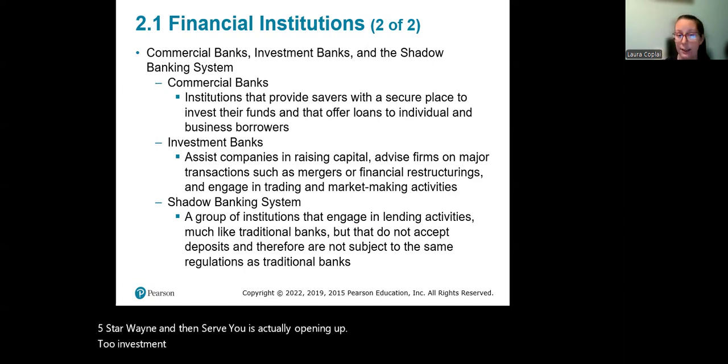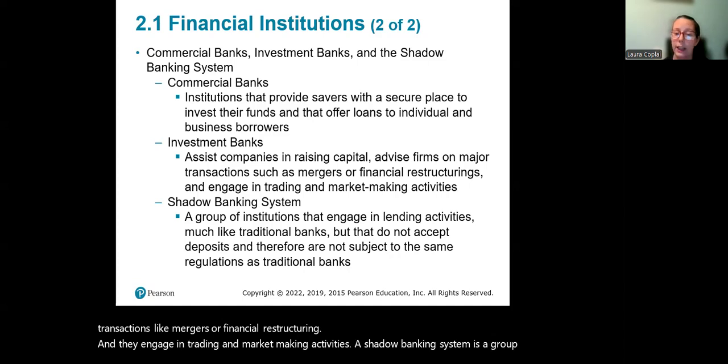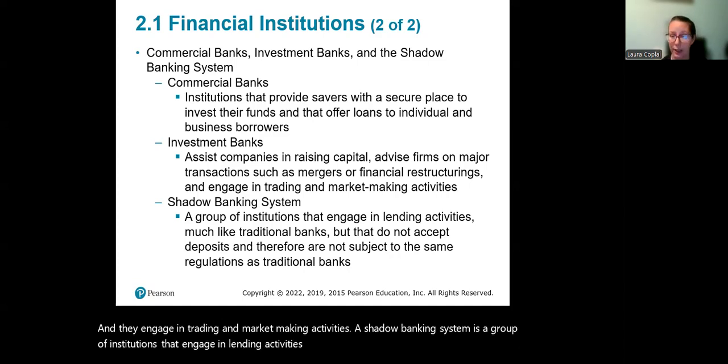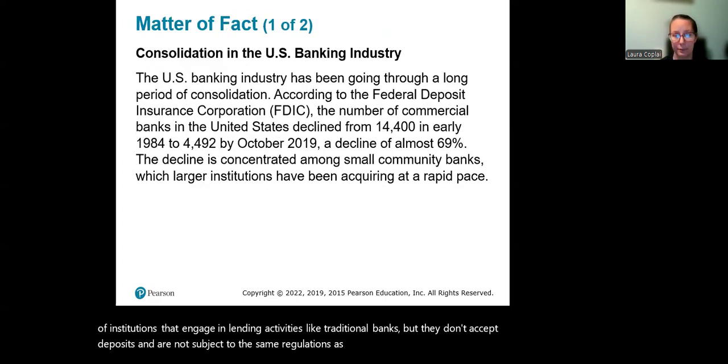Investment banks. They assist companies in raising capital. They advise firms on major transactions like mergers or financial restructurings, and they engage in trading and market making activities. A shadow banking system is a group of institutions that engage in lending activities like traditional banks, but they don't accept deposits and are not subject to the same regulations as traditional banks.